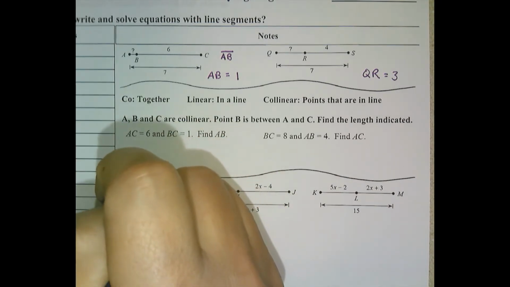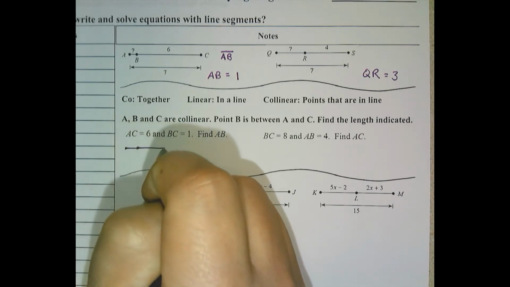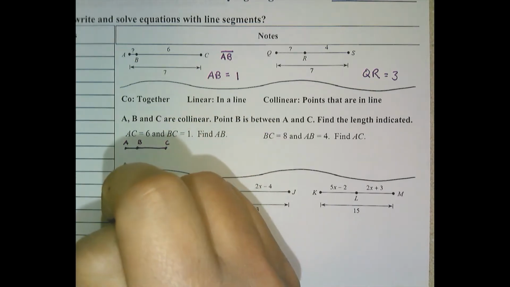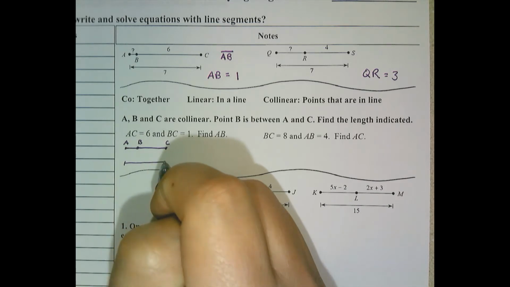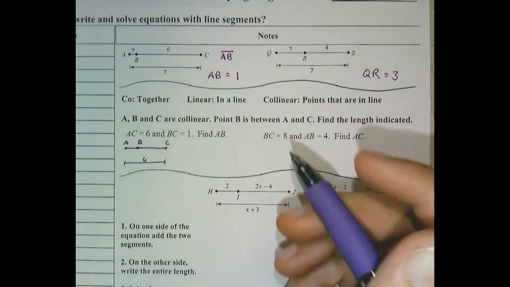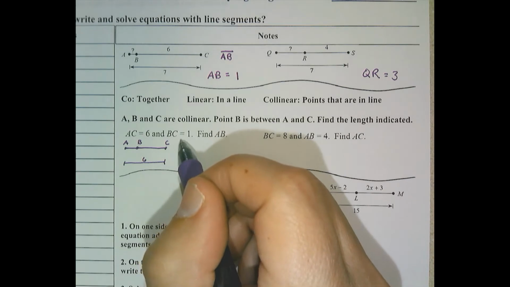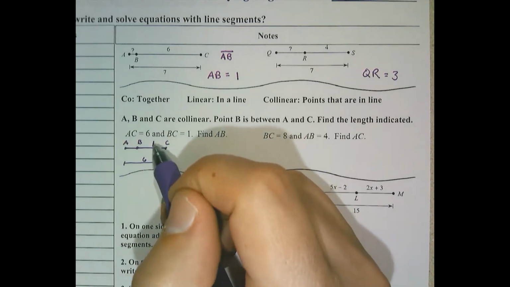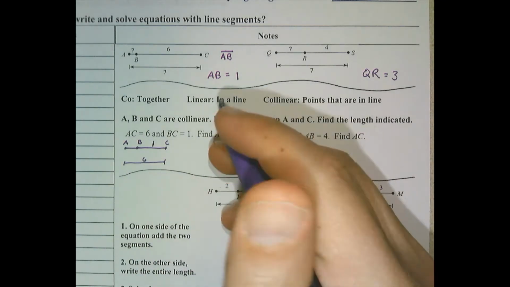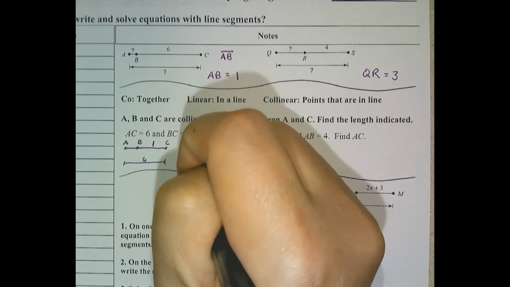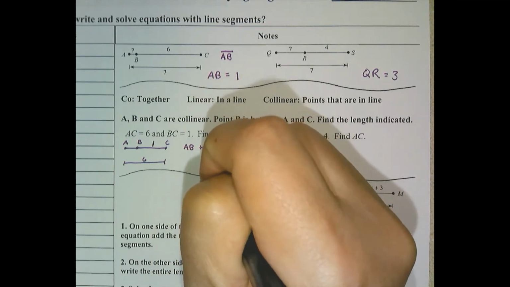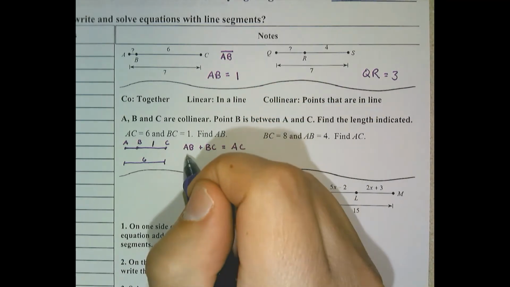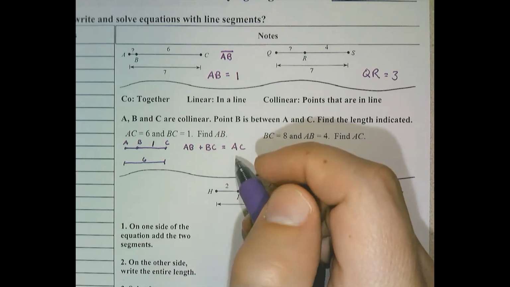So if we were to diagram this out, A, B, C, and they tell us the full length of the segment AC is 6 units, and they also tell us that the length of the segment BC is 1. Now obviously I have not drawn this to scale, but the numbers tell us the measurements, and we want to find AB. So the segment addition postulate says AB plus BC is equal to AC. And so there's our symbolic notation for the equation that we're to solve.